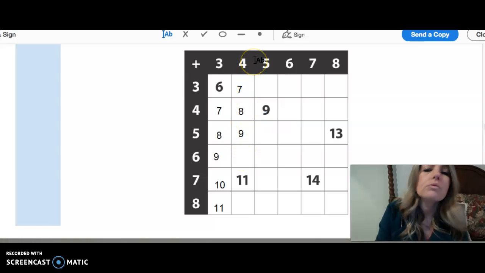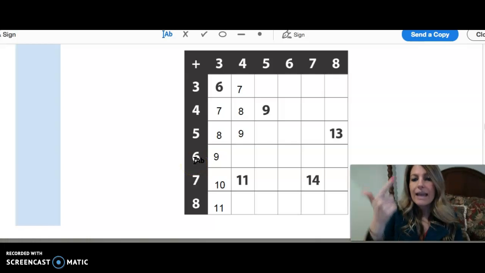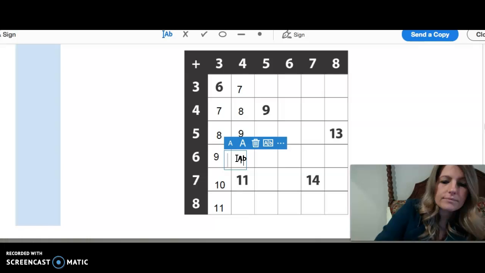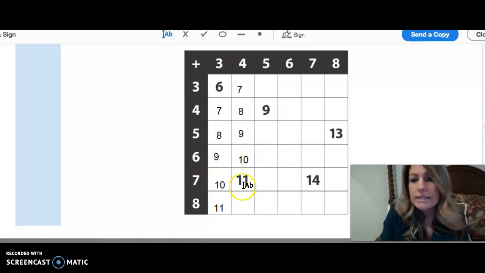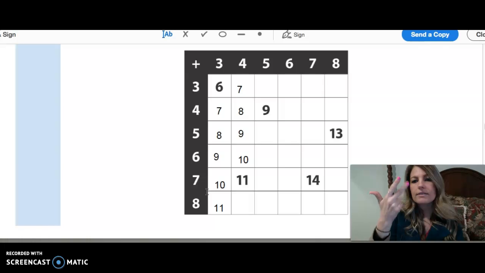Okay, let's do a few more together. 6 plus 4, 6, 7, 8, 9, 10 is 10. 7 plus 4 is 11. They did that one for us. And lastly, 8 plus 4, 8, 9, 10, 11, 12.